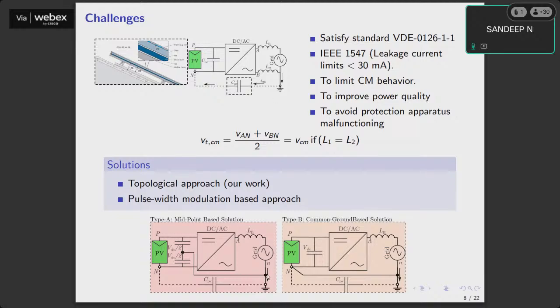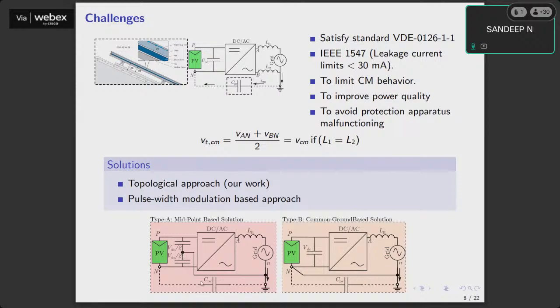In the midpoint based solution, what we do is the neutral point of the grid is connected to the DC link midpoint. That is, this single capacitor over here will split into two, and that midpoint will be used as one of the return paths for the current. So ultimately, this parasitic capacitor now comes in parallel with the DC link capacitor, which has been split.